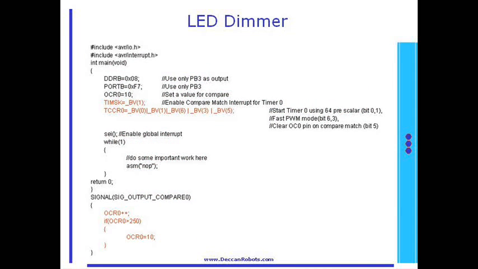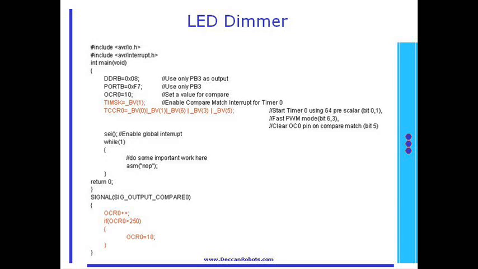The steps to implement PWM are really simple. A simple logic of incrementing OCR0 is used to achieve variable duty cycle. OCR0 is initialized to 10 and is incremented by 1 every time a compare match occurs. This increment is done by the interrupt handler.